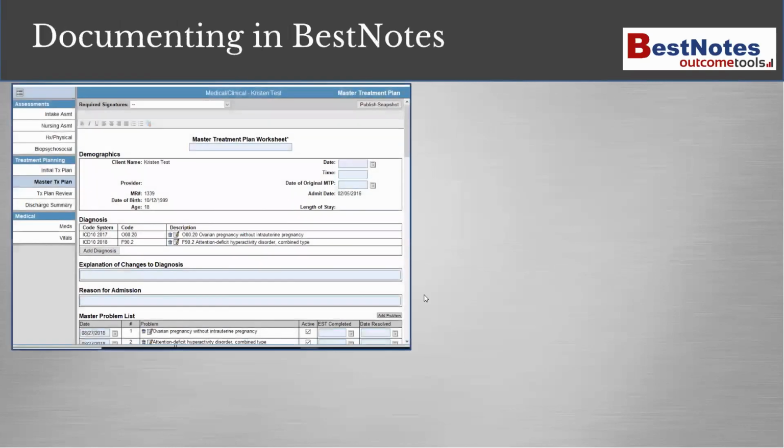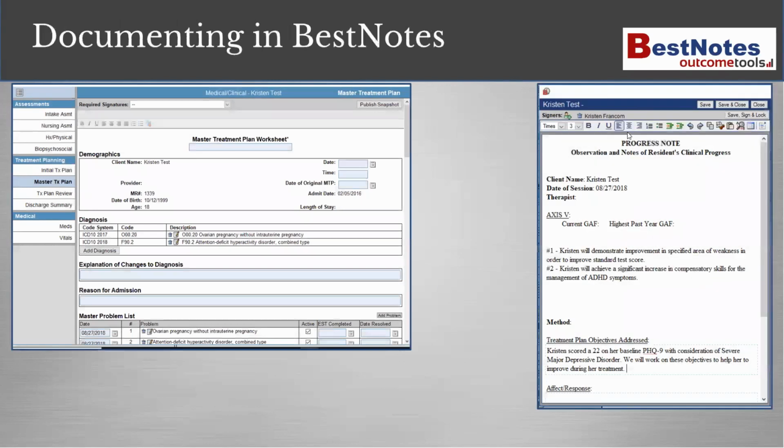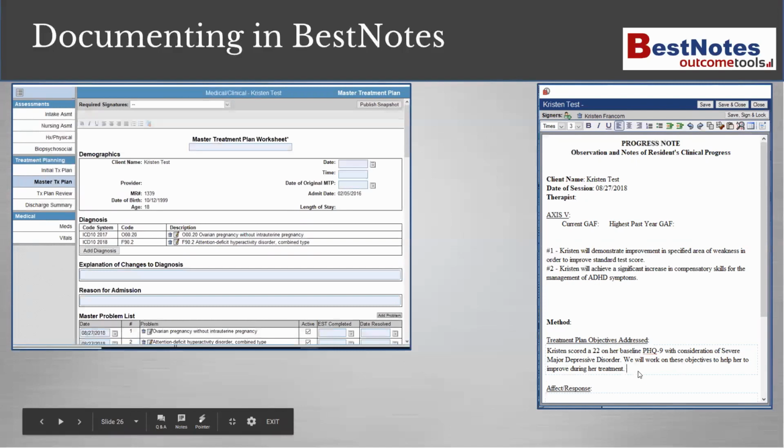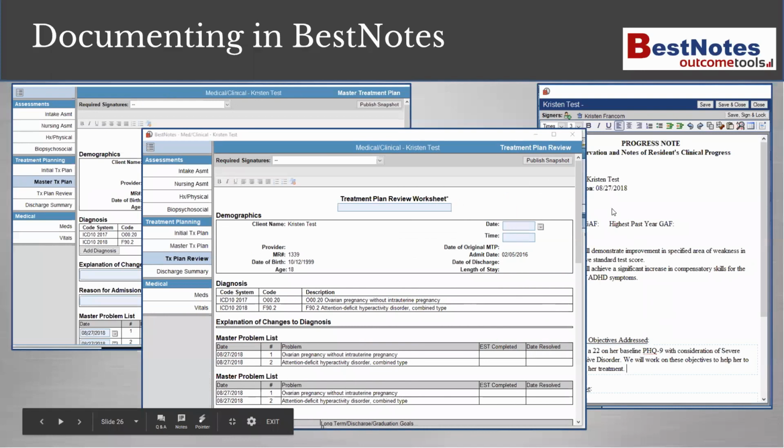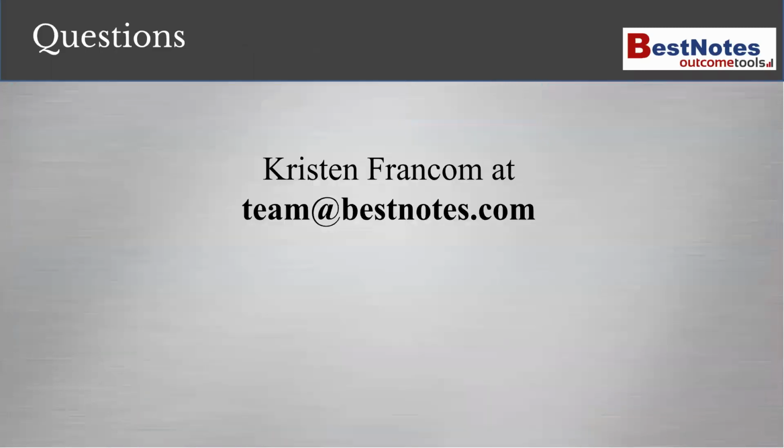So to document it in BestNotes, you can pull up your master treatment plan worksheet. You can open up a progress note, and some of your objectives are: Kristen scored a 22 on her baseline PHQ-9 with consideration of severe major depressive disorder. We're going to work on objectives to help her improve that during her treatment. You would write your clinical summary here based off of the information that you're finding from your survey. And you can also do that on your treatment plan review. So there are several documents, depending on which one you need, to be able to put that into your documentation.